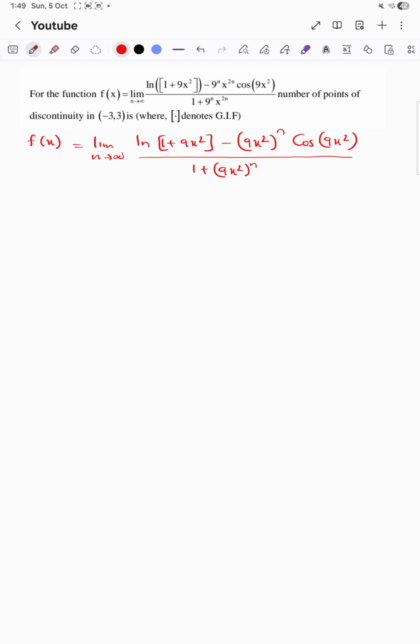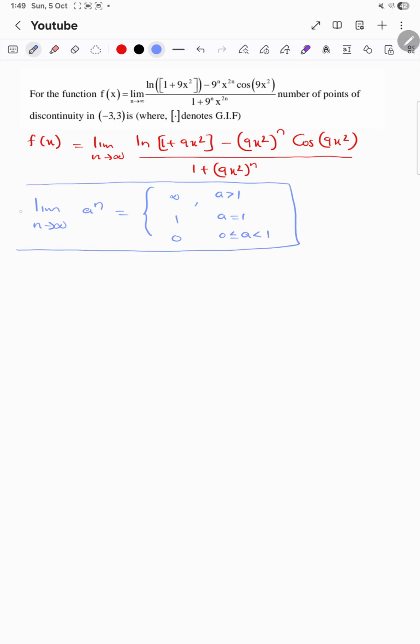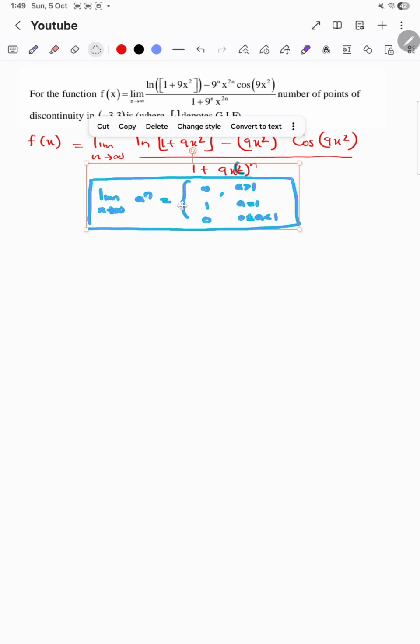Now we need to consider different cases, because we know that limit n tends to infinity a power n, what is it? Is it 0, is it 1 or infinity? It depends upon the value of a. If a is greater than 1, this is infinity. If a is 1, this is 1. If a is lying between 0 and 1, then it will be 0. So this is the theory which we are going to use here. Okay. So I hope you know this. Clear. So I am going to use this here.